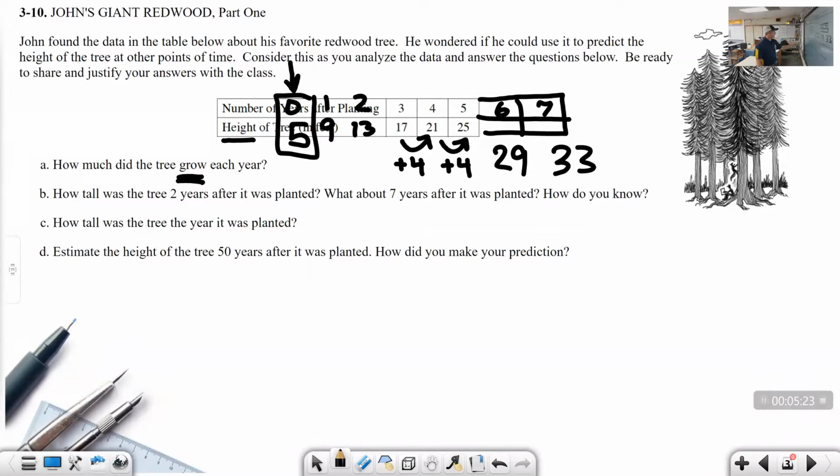Now, estimate the height of the tree 50 years after it was planted. There's a couple ways to make a prediction. You could count this out all the way up to 50. You could count that out and count this out. But I want you to make a prediction. I think John's tree will be blank feet after 50 years. Go ahead and make a prediction. Pause the video. Make a prediction.